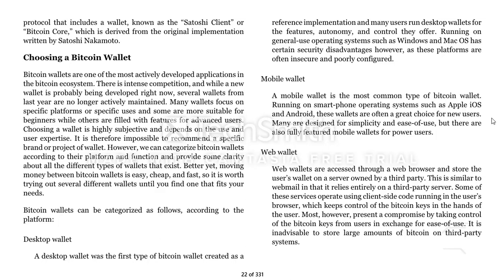Many are designed for simplicity and ease of use, but there are also fully featured mobile wallets for power users. Web wallet. Web wallets are accessed through a web browser and store the user's wallet on a server owned by a third party. This is similar to webmail in that it relies entirely on a third-party server. Some of these services operate using client-side code running in the user's browser, which keeps control of the Bitcoin keys in the hands of the user. Most, however, present a compromise by taking control of the Bitcoin keys from users in exchange for ease of use. It is inadvisable to store large amounts of Bitcoin on third-party systems.